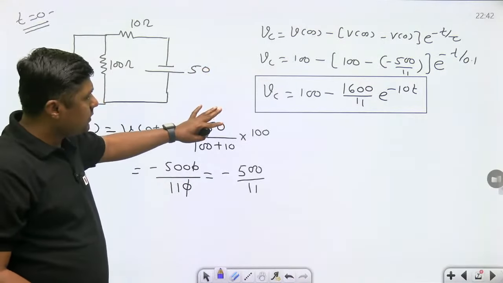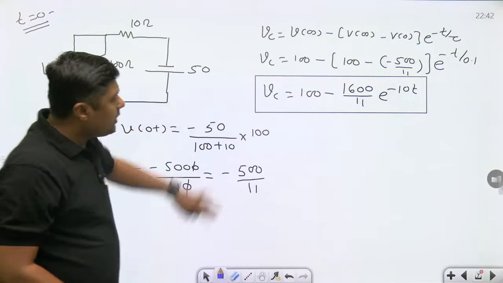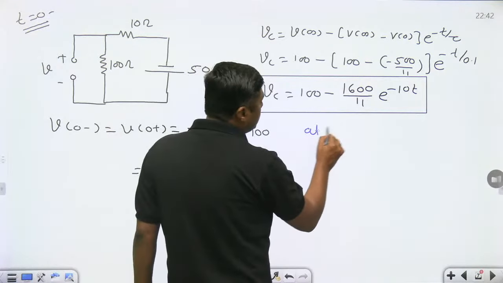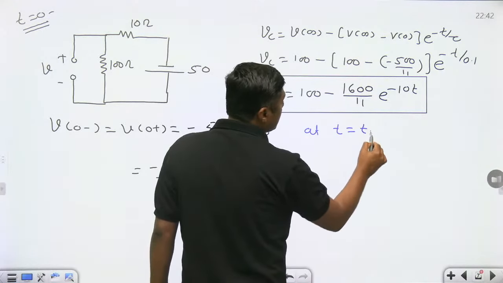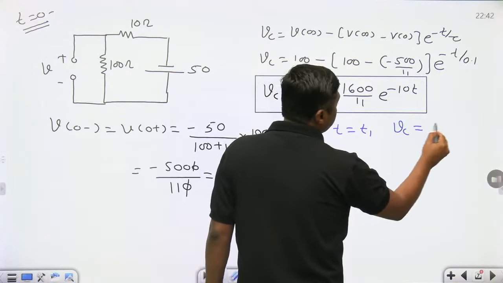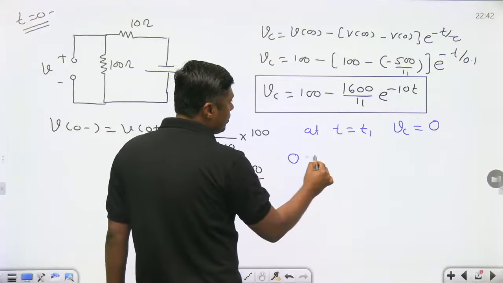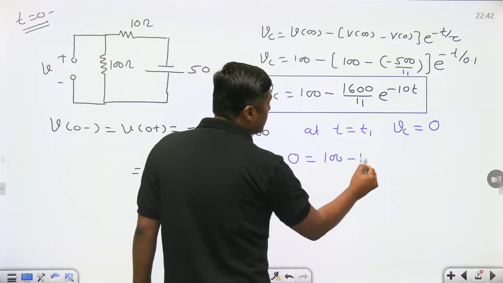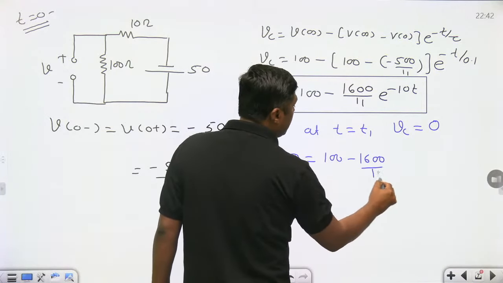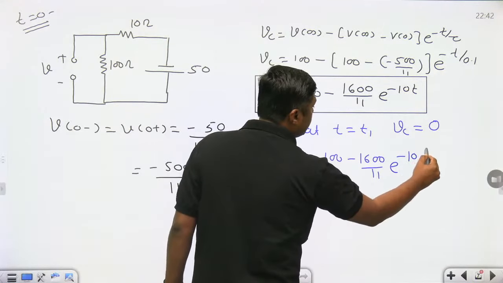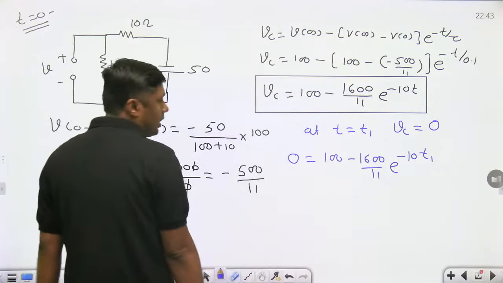all get the equation, then exactly at t equal to T1, what is the value of the VC? 0. Put here, this is 0. 100 minus 1600 divided by 11 e raised to power minus 10, in the place of that T1.